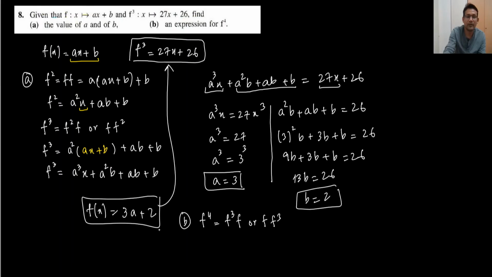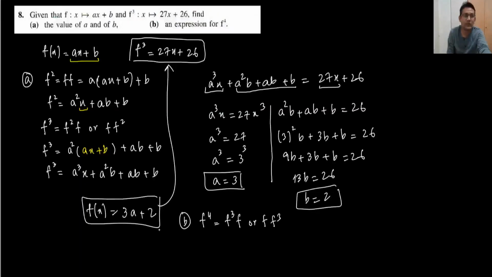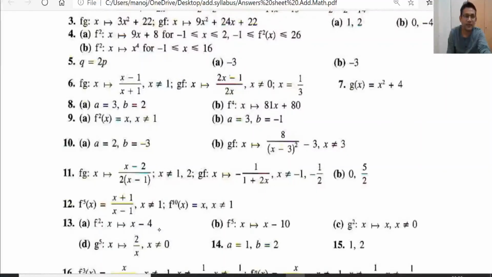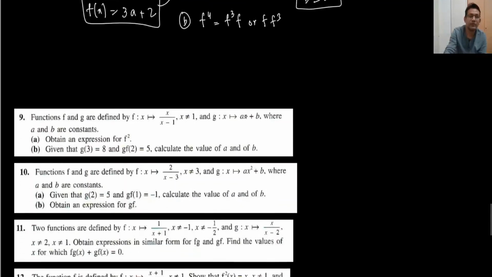There is no problem. Okay, let me check the answer. It's 3a plus 2, 3 and 2. So question number 8 is 3 and 2 and we have done it right. Yeah, so 3 and 2. Moving to question number 9.